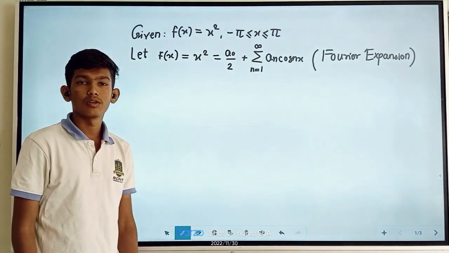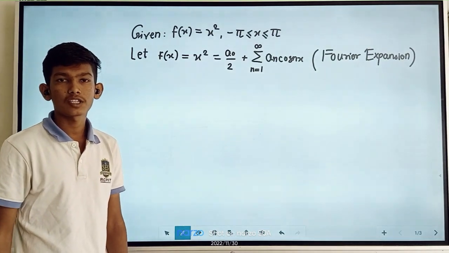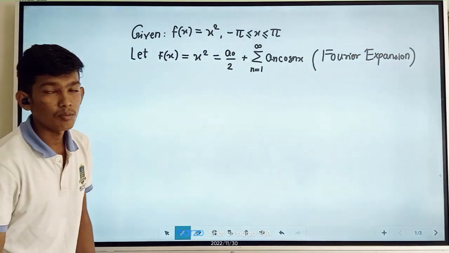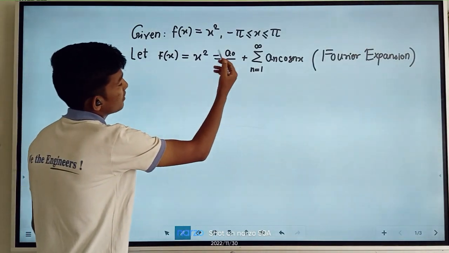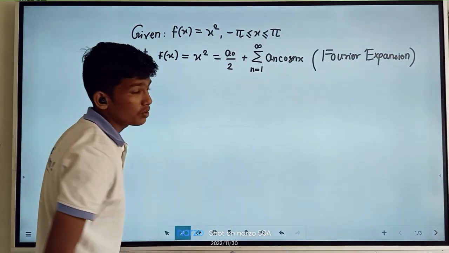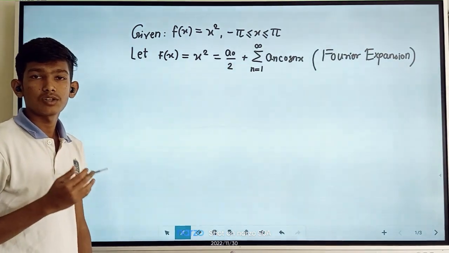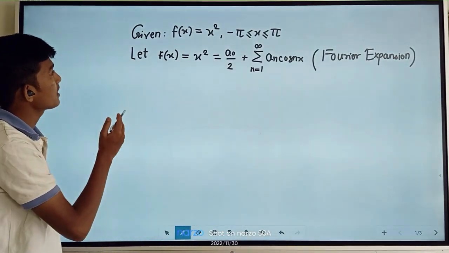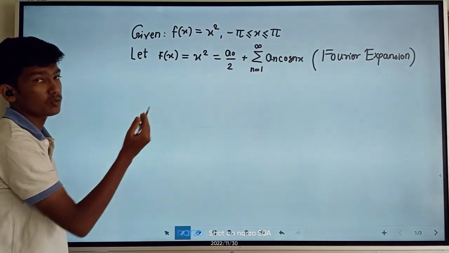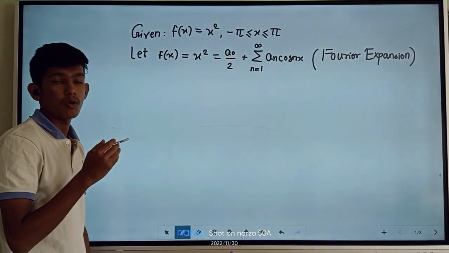Everyone, today I am going to explain the example of Fourier expansion of an even function. Here f of x is given: f of x is equal to x square, where x lies between minus pi to pi. We know that f of x equals x square is an even function, because when we put minus x, then x square remains x square. F of x is equal to f of minus x.